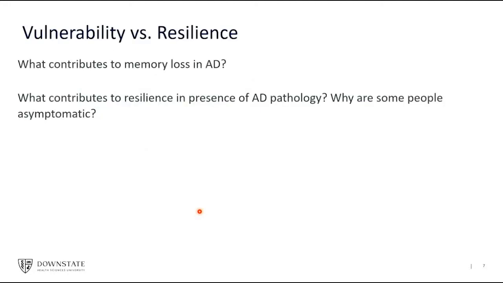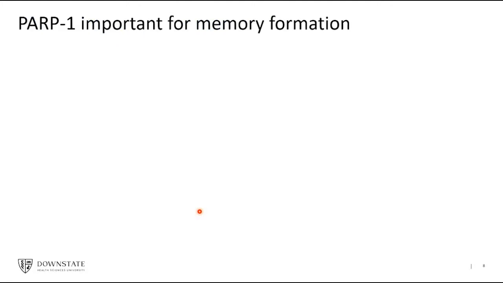So that brought us to some really pretty big questions about why are some people vulnerable and some people resistant, show resilience. Why is there this cognitive reserve? So we asked, still very big question, what contributes to memory loss in Alzheimer's disease, and what contributes to resilience in the presence of AD pathology? Why are some people asymptomatic?